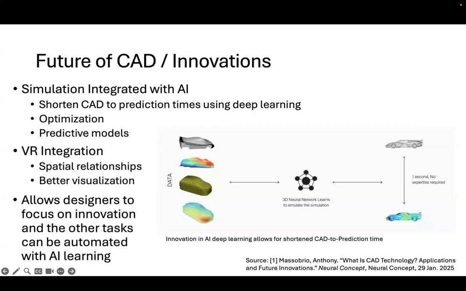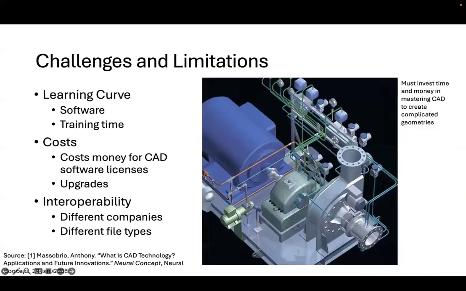So the biggest thing with these innovations in CAD is allowing the designers to focus on innovation and creating the best parts, the best products possible, whereas the other tasks, the more automated, more mindless ones, can be automated with AI to really speed up how everything is done.